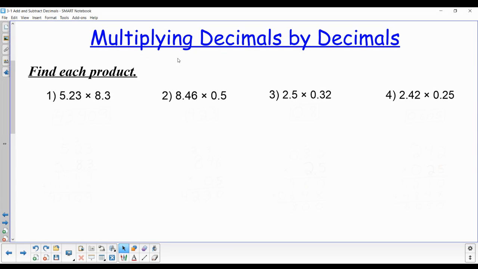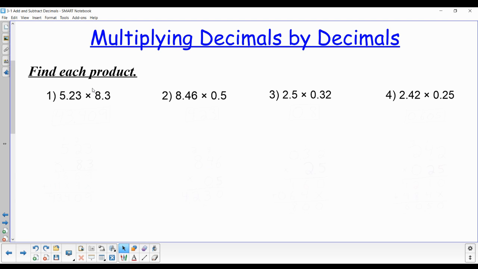Hello, in this video we are going to review multiplying decimals by other decimals. As the directions say, we are going to find each product. The product is the answer to a multiplication problem. So we are going to find the answer to each of these multiplication problems. Now as we do these problems, we are going to be required to show our work.